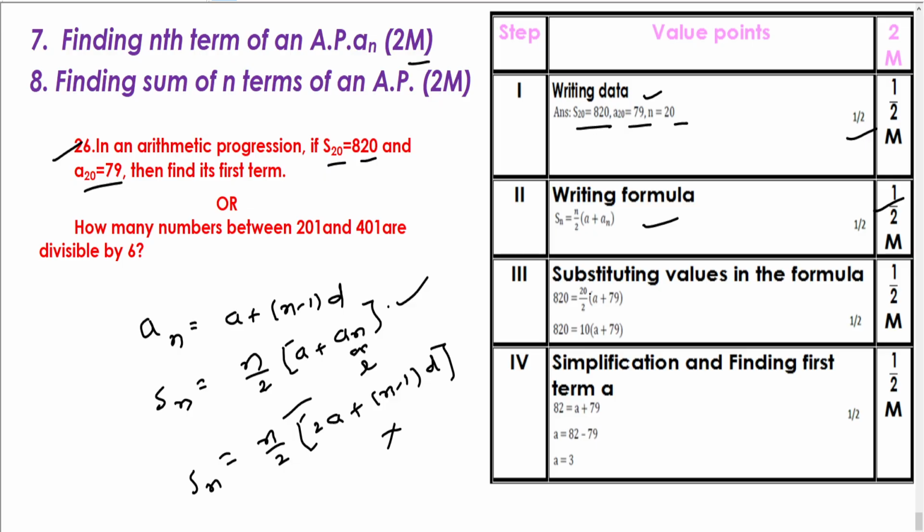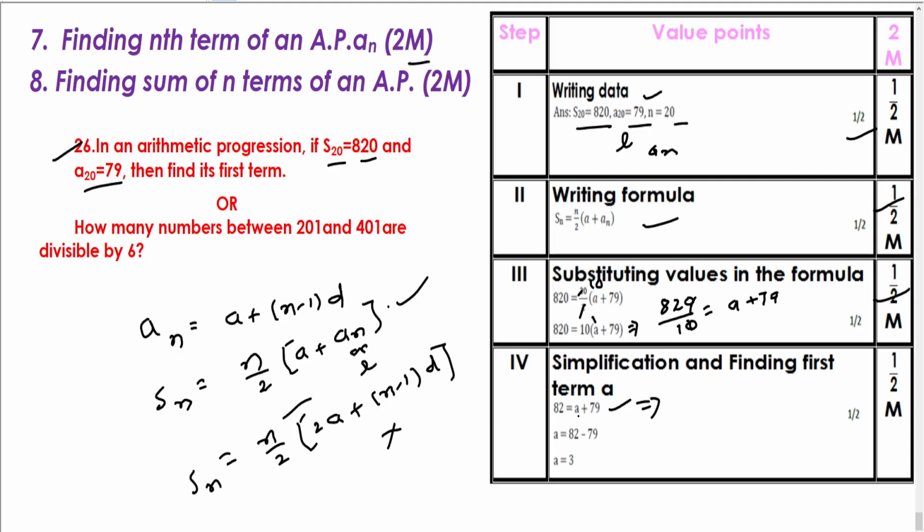Substituting the value, 820 is equal to 20 upon 2 into bracket a plus the 20th term, which is the last term. Last term means an. You substitute an is equal to 79. Now cancel this, 2 ones are 2, 2 tens are 20. You are left with 10 into bracket a plus 79. Take the 10 to the left. 820 divided by 10 is equal to a plus 79. Cancel 0, 0. And then you get 82. For this, you will get half mark. Then simplification, 82 is equal to a plus 79. Be careful. You take 79 to the left.